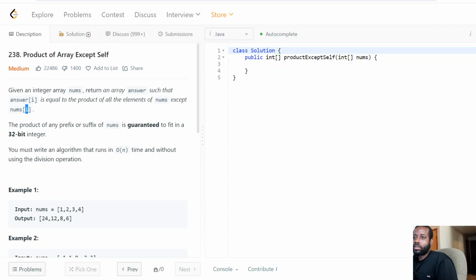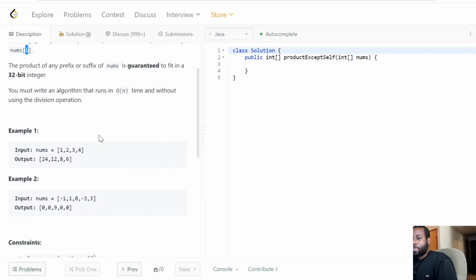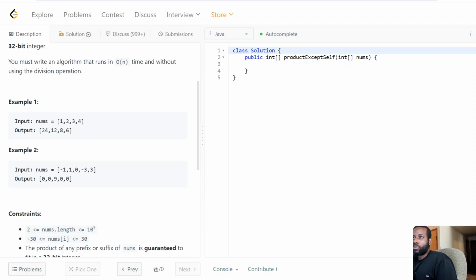They're also saying the product would fit into a 32-bit integer, so we don't have to worry about using long or whatever. 32-bit should be fine. And we can't use division. So let's go through a couple examples so we can solidify the ask.